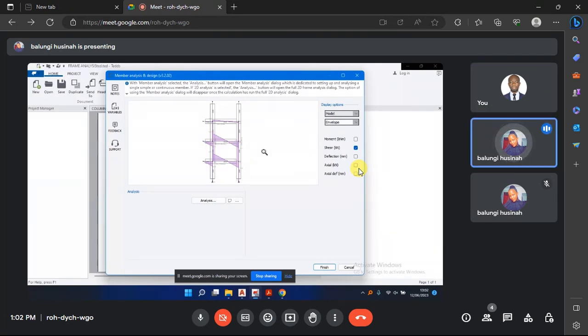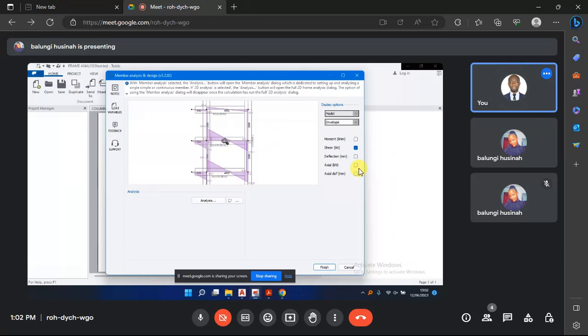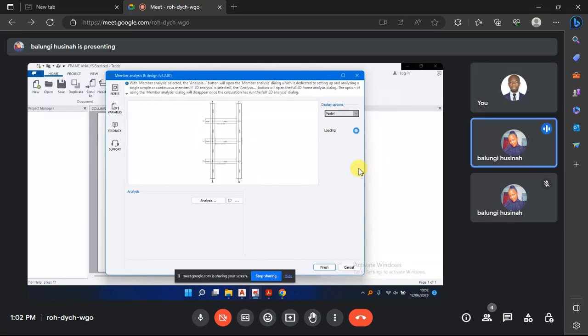You wanted to see the shear or the moment? Actually, I'm interested in the moments because I'm seeing those are the beam. Oh, sorry.